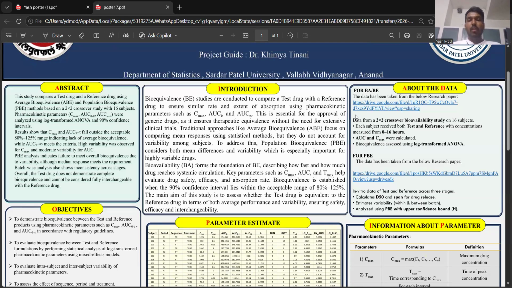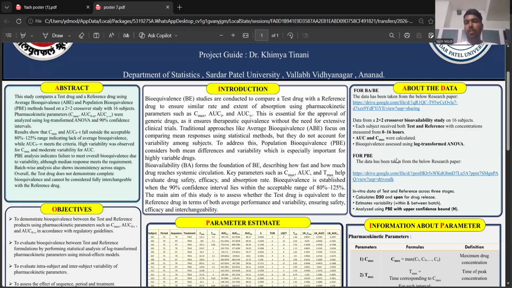for highly variable drugs. Bioavailability (BA) forms the foundation of BE, describing how fast and how much drug reaches systemic circulation. Parameters such as Cmax, AUC, and Tmax help evaluate drug safety, efficacy, and absorption rate. Bioequivalence is established when the 90% confidence interval lies within the acceptable range of 80% to 125%. The main aim of this study is to assess whether the test drug is equivalent to the reference drug in terms of both average performance and variability, ensuring safety, efficacy, and interchangeability.